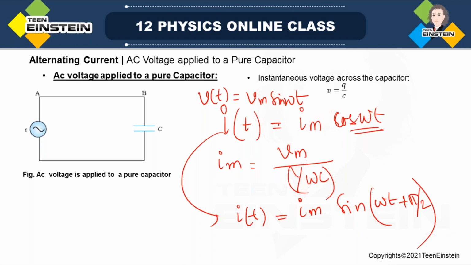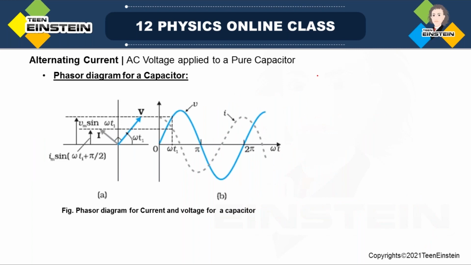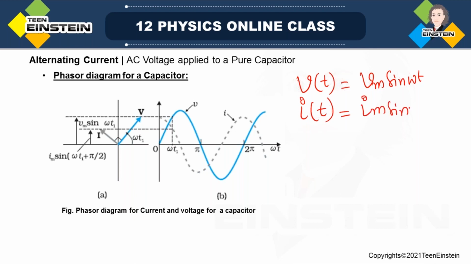So now I'll just do one thing. I'll just keep these two side by side and see another agenda we had, to see the phase relationship between current and voltage. So in this case, voltage is Vm sin omega t, and the current is I equal to Im sin of omega t plus pi by 2. I'll just write it again. It is going beyond the margin. I'll just write it a little to the left side.